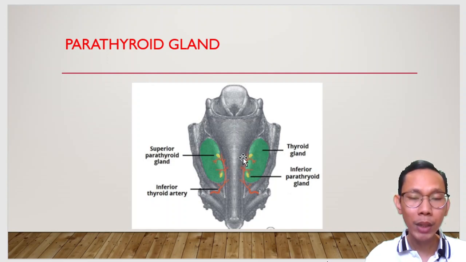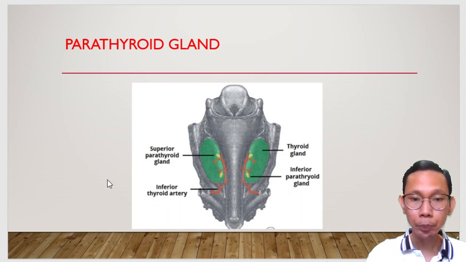In terms of its blood supply, your superior parathyroid gland is supplied by your superior thyroid artery, because remember, it is just located within your thyroid gland. So the blood supply also comes from your thyroid gland. Again, the blood supply of your superior parathyroid gland will be from your superior thyroid artery, while for your inferior parathyroid gland, the blood supply is from your inferior thyroid artery.